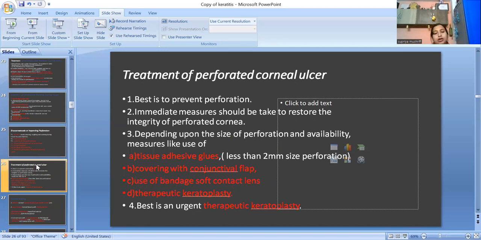In the treatment of perforated corneal ulcer, the best approach is to prevent perforation. Immediate measures should be taken to restore the integrity of the perforated cornea, and depending upon the size of the perforation and availability, measures like tissue adhesive can be used for a corneal perforation of less than 2 mm in size, or it can be managed by covering with a conjunctival flap, use of a bandage contact lens, and therapeutic keratoplasty. Best is urgent therapeutic keratoplasty in the management of perforated corneal ulcer.